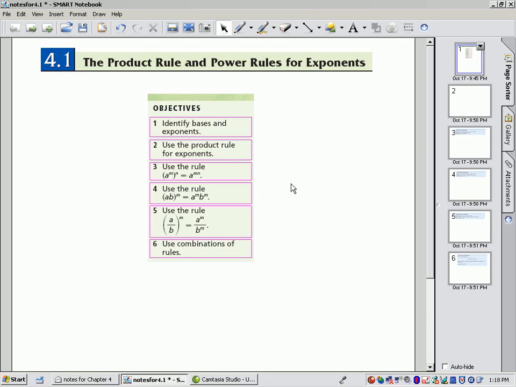In this section, we're going to study that further and talk about identifying bases in exponents, using the product rule for exponents, using the power rule, which is a to the m raised to the n, using another type of power rule, and a quotient rule, and then using the rules in combination. These rules are designed so that you can have some shortcuts to simplify algebraic expressions that follow these types of patterns.